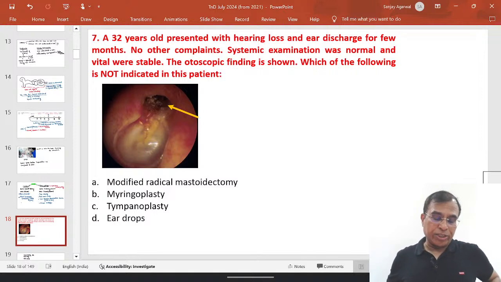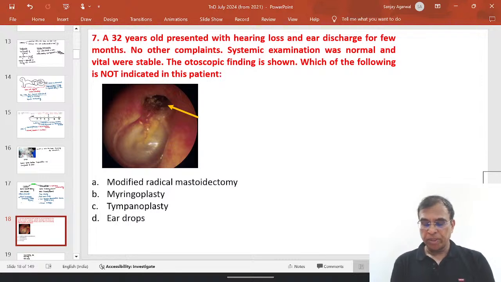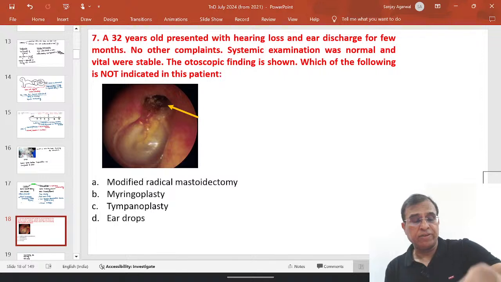Then we go to the next question, question number 7. A 30-year-old presented with hearing loss and ear discharge for a few months. No other complaints. Systemic examination was normal and vitals are stable. The otoscopic finding is shown. Which of the following is not indicated in this patient? There is an image. The options are modified radical mastoidectomy, myringoplasty, tympanoplasty, eardrops. So first of all, please answer this question. What is your answer? Based on that, we'll discuss.